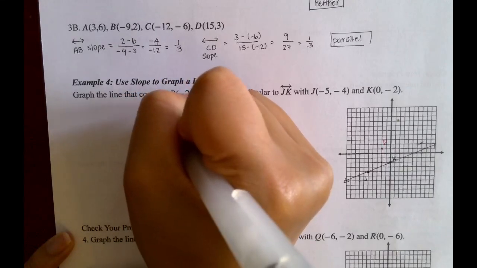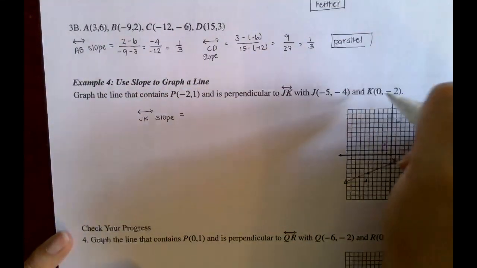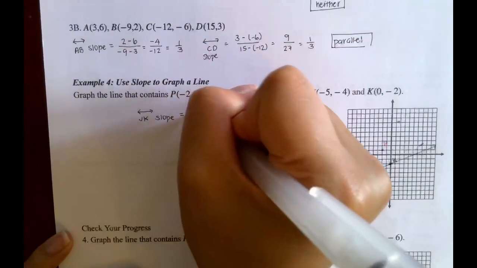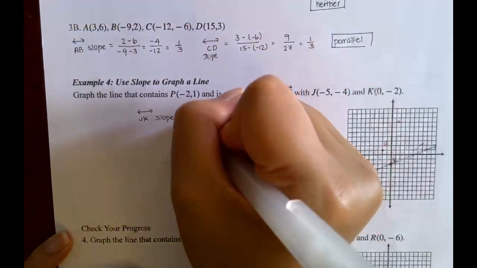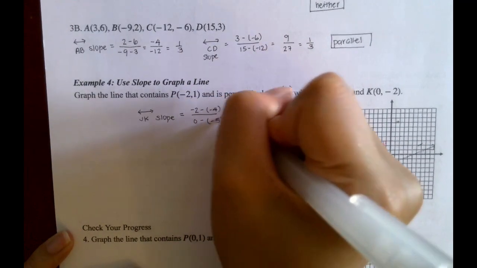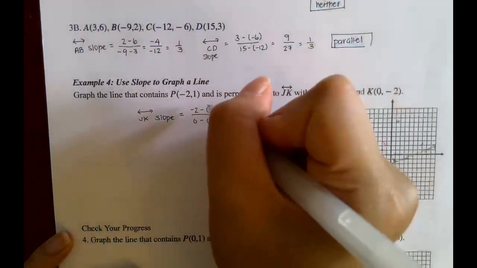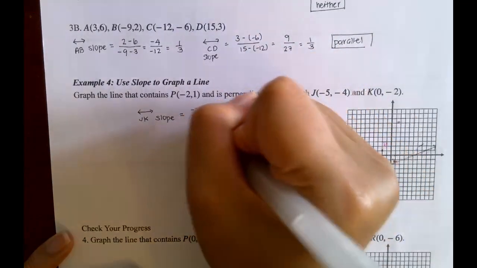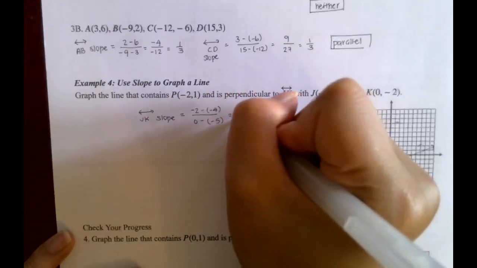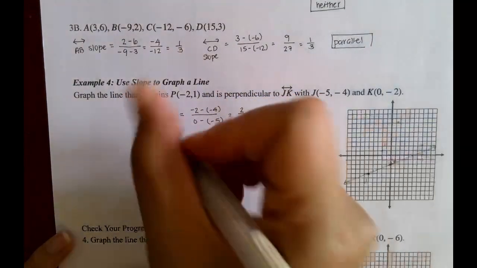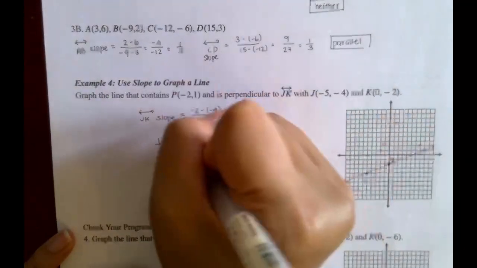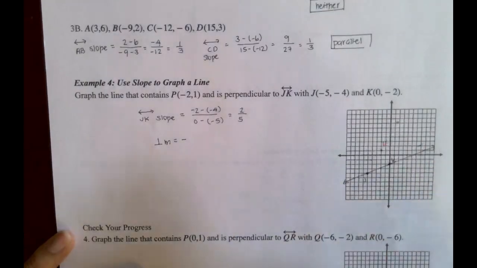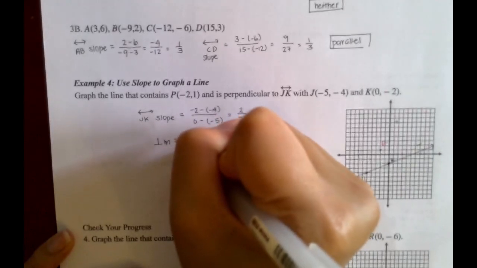JK slope. Right. Then the y2 minus y1, so negative 2 minus negative 4. And then 0 minus negative 5. Negative 2 minus negative 4, that's plus, and negative 2 plus 4 is 2. 0 minus negative 5 is plus, so 0 plus 5 is 5. So 2/5, which means that my perpendicular slope should be opposite signs. So since this is positive, this one will be negative. And then since it's 2 over 5, I'm going to flip it, and it's going to be 5 over 2.